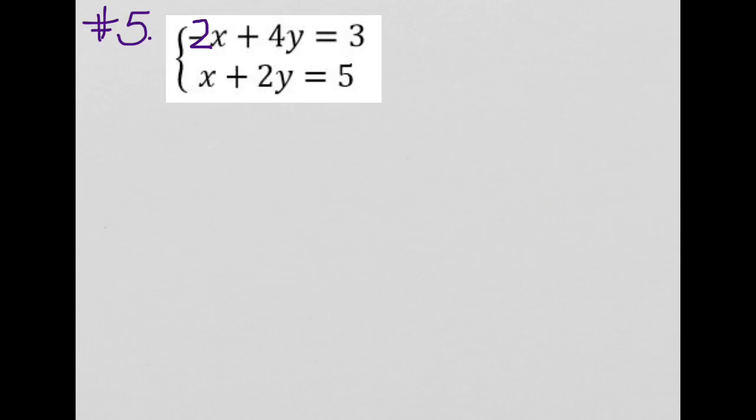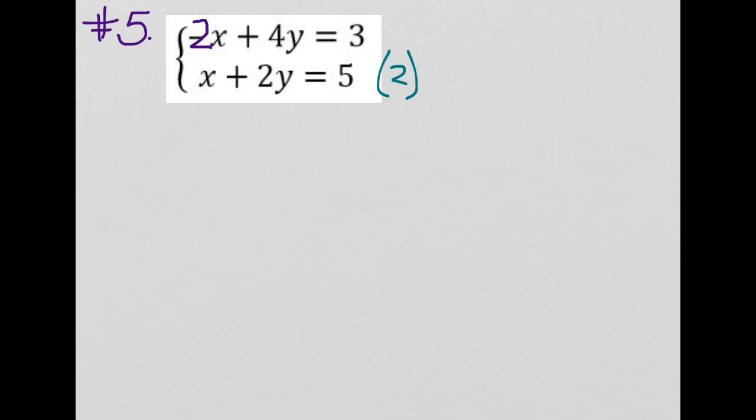It doesn't really matter. I'm just going to choose to multiply the second equation by positive 2 so that my x's will have the same coefficient but with different signs. So I'll be eliminating the x's. If you wanted to choose to eliminate the y's, you might multiply this whole second row by negative 2, and then you'd have a 4y and a negative 4y.